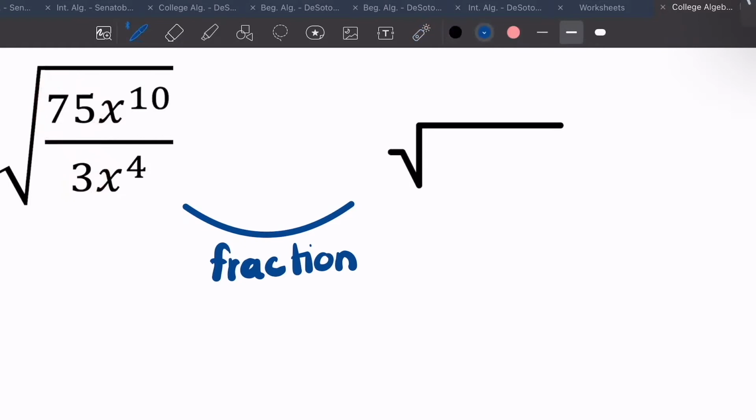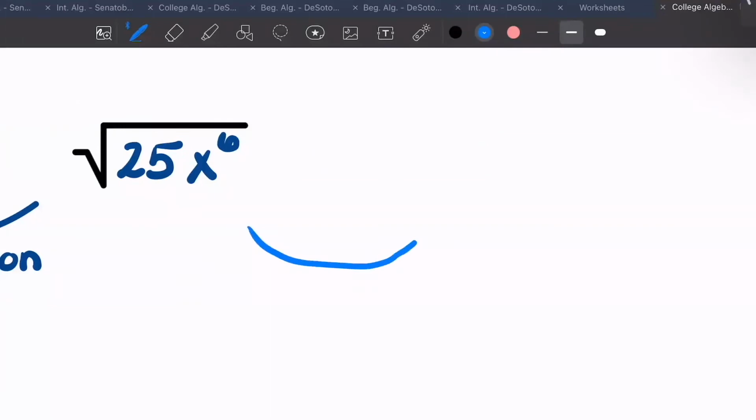And you have 75 divided by 3. That gives you 25. And then remember what we do to exponents whenever we divide, we subtract our exponents. So we are saying x to the 10th, x to the 4th. So we say 10 minus 4, that gives us 6, okay? So we dealt with our fraction, we didn't touch our root. Now let's deal with our radical.